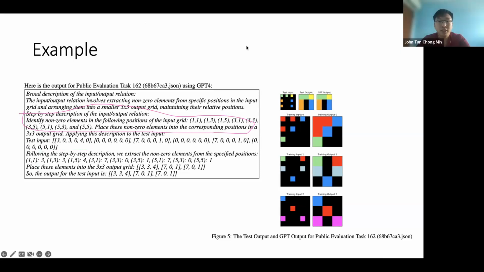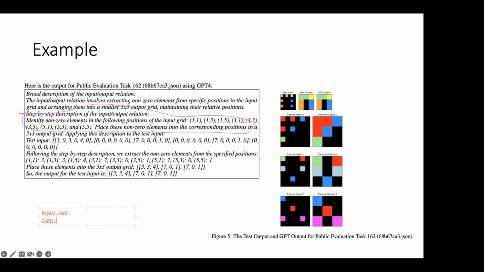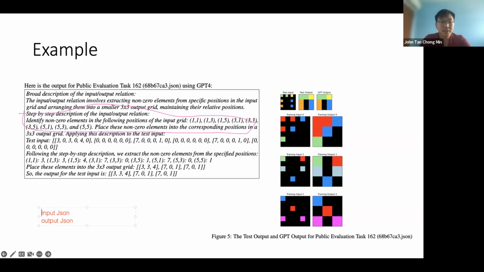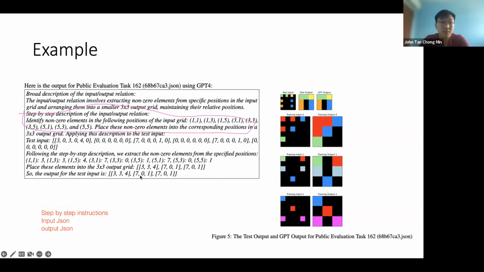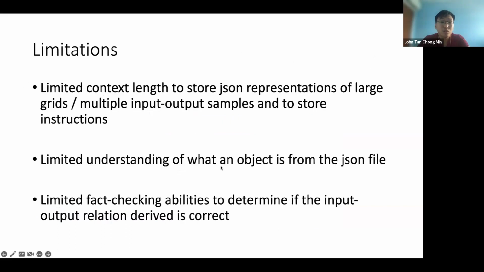Oh no, but if you ask it to fact check, you will give it the input JSON. Right, JSON, and then the step-by-step instructions. Right, got it. You already have the JSON, so it just needs to see whether it matches. Understood. Okay. Yeah, so unfortunately, GPT is not that great at being a fact checker, so I had to use a different approach. So this is the limitation.